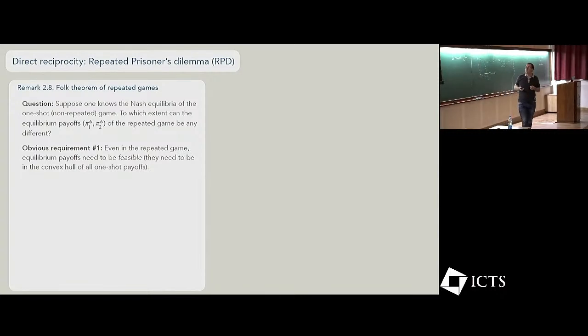Okay. So this is one obvious requirement. Obviously you cannot get an equilibrium payoff that is up here. It's impossible. Now I would like to convince you of another obvious requirement. And I argue the other obvious requirement is that equilibrium payoffs cannot be here. And similarly, equilibrium payoffs cannot be here.